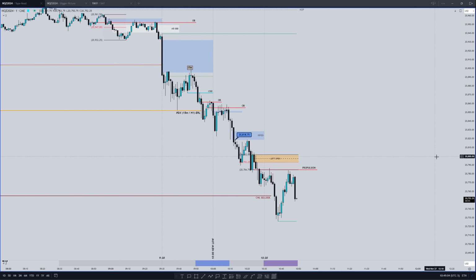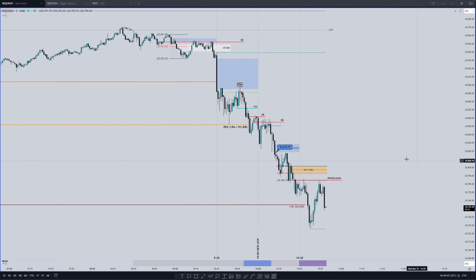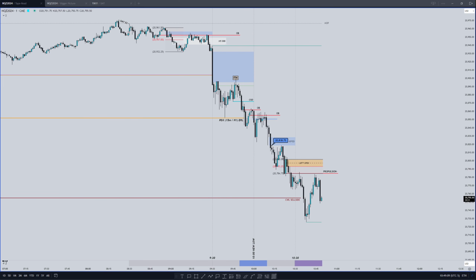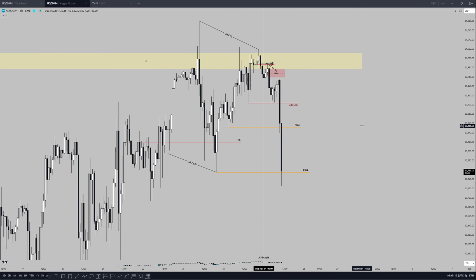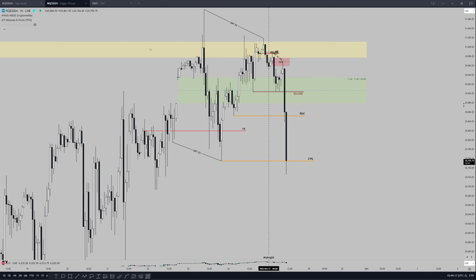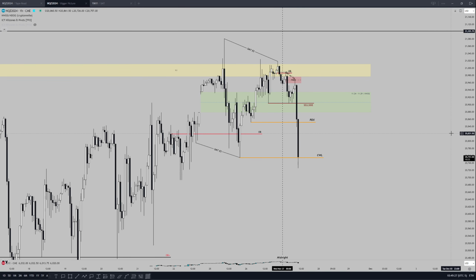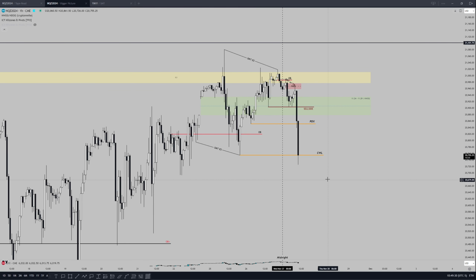But anyways, my expectation, my bias for the rest of the day. Where's the weekly start? As of right now, that was what I was looking for: 2693. That would be these relative equal lows down here. You could use that as a draw. But as of right now, we've already taken out the previous day low and current week low, and that is all that's required for today.